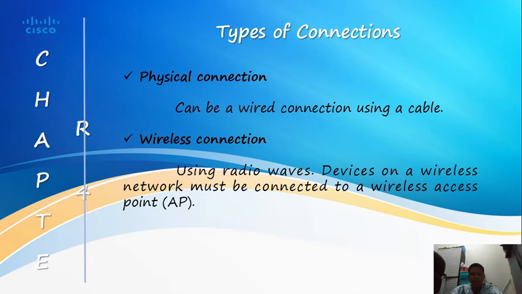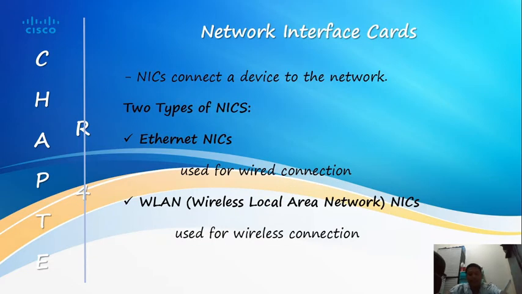Types of connection: the physical connection and the wireless connection. A physical connection is a wired connection using a cable, while a wireless connection uses radio waves. Devices on a wireless network must be connected to a wireless access point. So, see the difference: physical is a wired connection using a cable, while wireless uses radio waves. Network interface card: a NIC connects a device to the network.